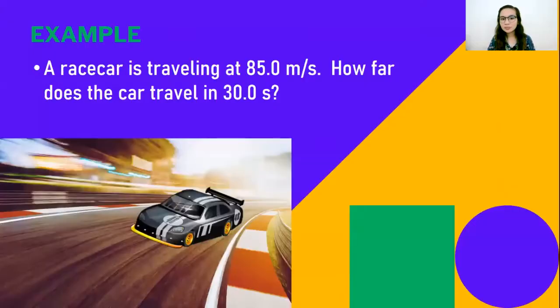Okay, another example, a race car is traveling at 85 meters per second. How far does the car travel in 30 seconds? So in this case, you are going to determine your distance. So all you have to do is to multiply your speed, that's 85, times your time, that's 30 seconds. So you will get 2,550 meters. Okay, so that is the total distance traveled by the car.